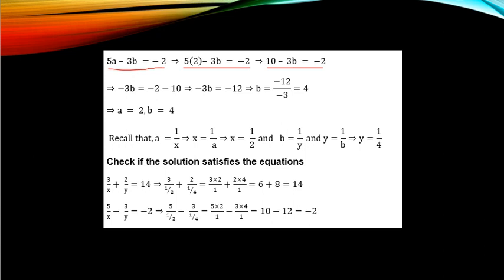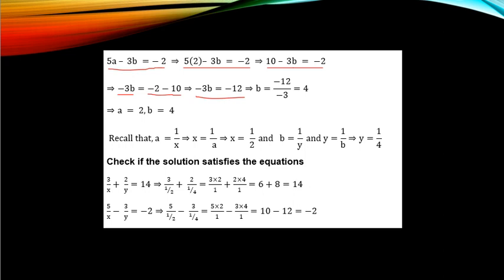Okay? So next thing is to transfer plus 10 to meet minus 2. Now if you do that, plus 10 changes to minus 10. So minus 3b is left. Then you have minus 2 minus 10. If you add, you have minus 3b equal to minus 12.